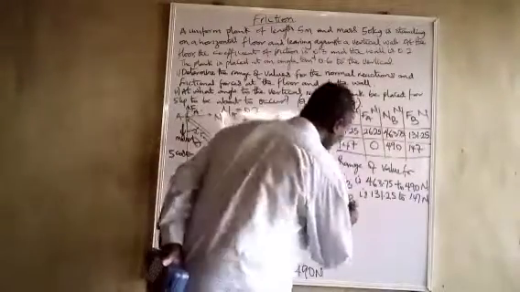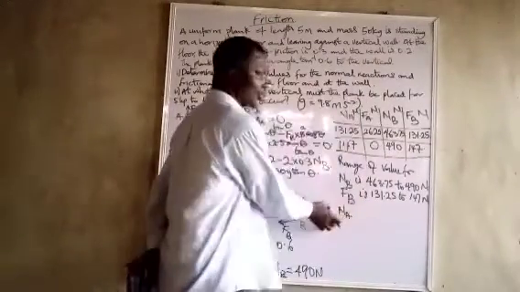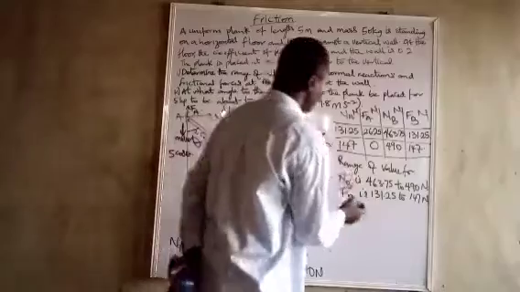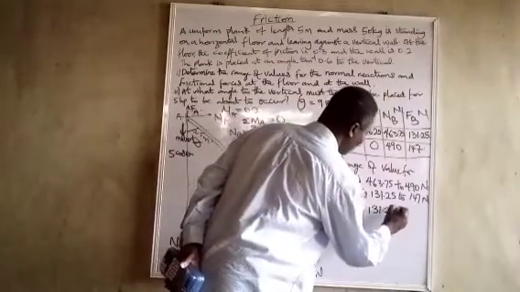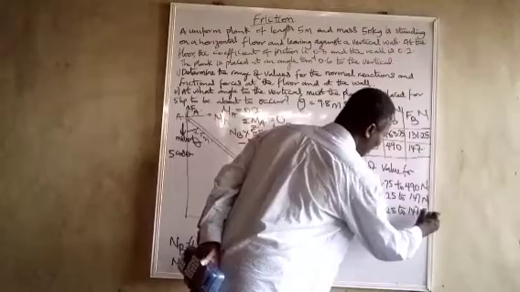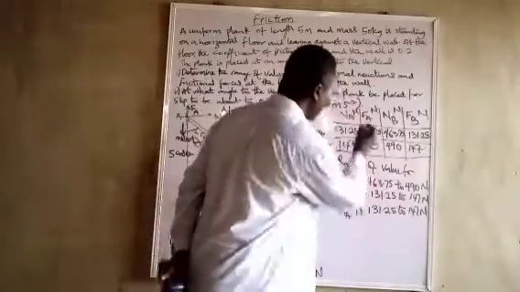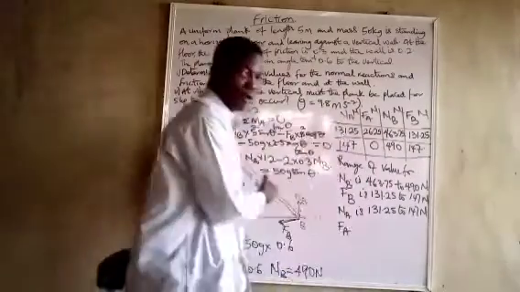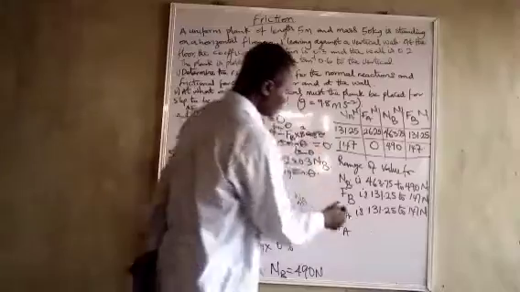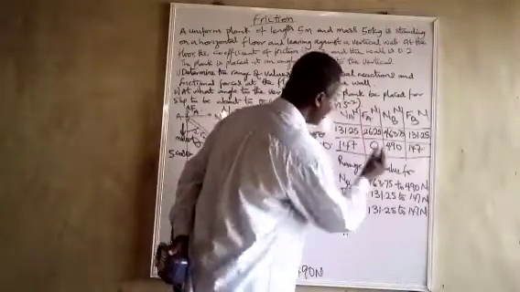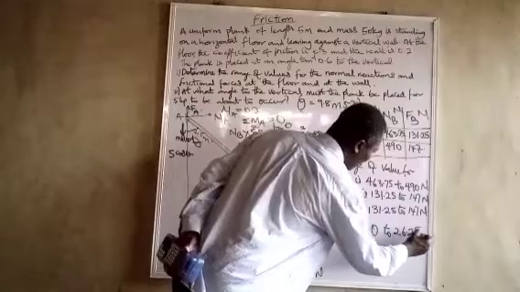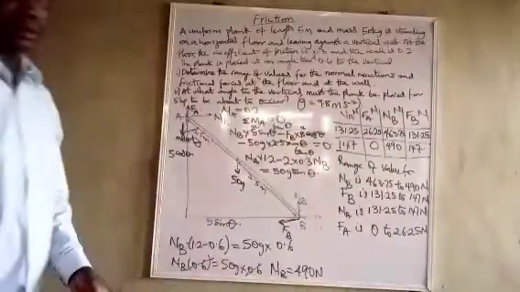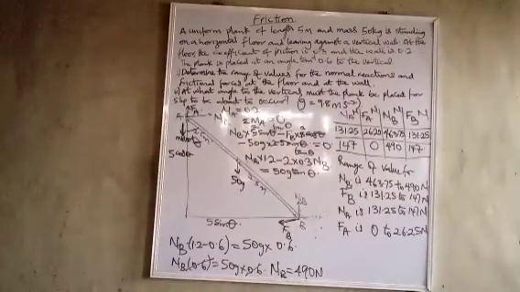Now for NA, that is the normal reaction at the wall, we can see that it is 131.25 to 147 Newton. For FA, the frictional force at the wall, we can see that it ranges from 0 to 26.25 Newton. So it's very simple and straightforward. It's just knowledge of simple moments that we need to solve that one.